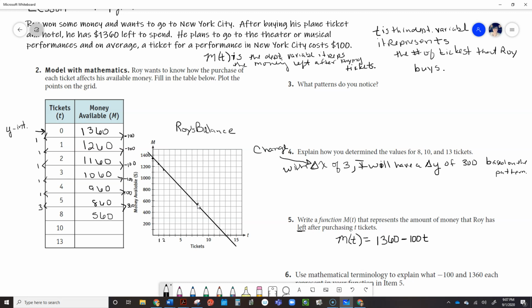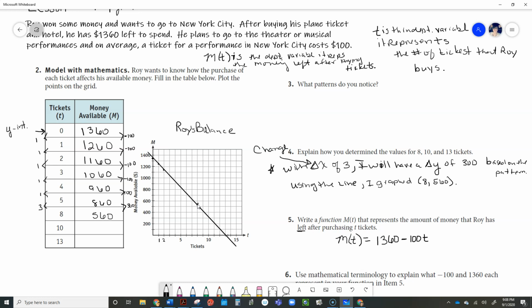Okay, so give me another reason. That would be one thing you could do. Another one you could do is say, using the line I graphed, I could see 8, 560 was on the graph. Using the line. So that was one thing.